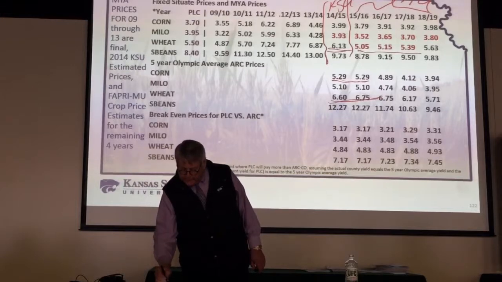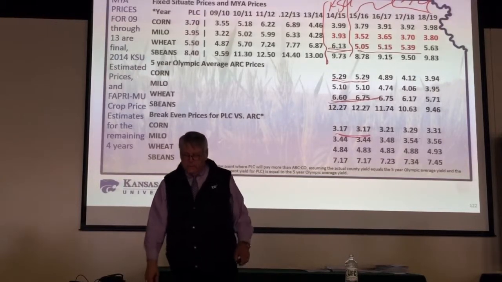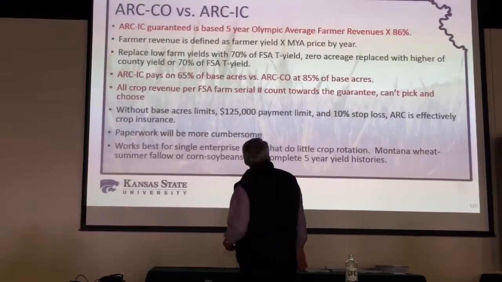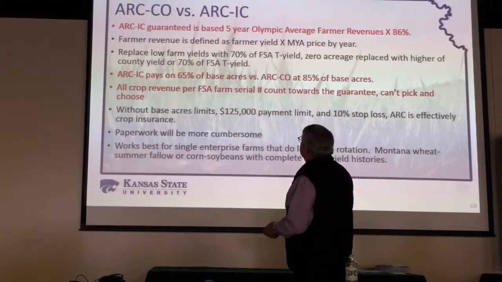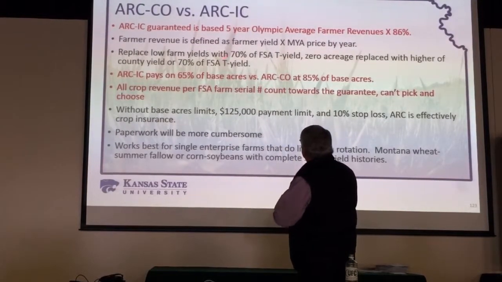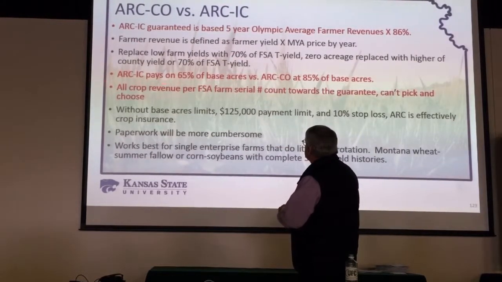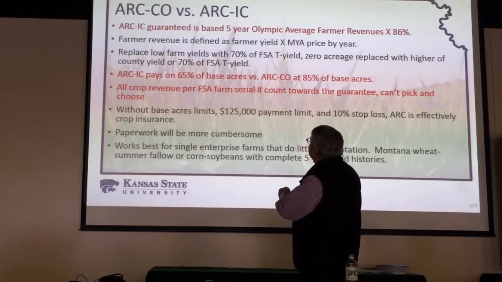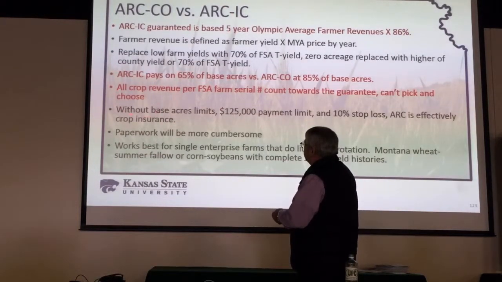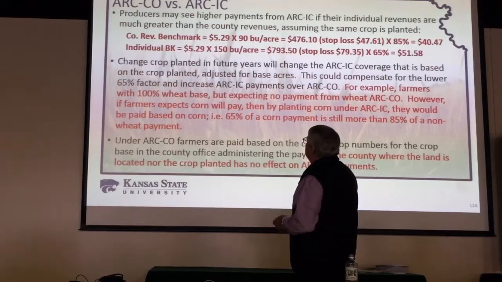And I go ahead and fill in the break-even prices between PLC and ARC. So you've got them all there together. Briefly, ARC is a 5-year Olympic average revenue, the individual is, versus the county. It pays on 65 rather than 85%. The individual does. All crop revenue counts towards the guarantee under ARC individual. So if you're diversified, it will be of less use.